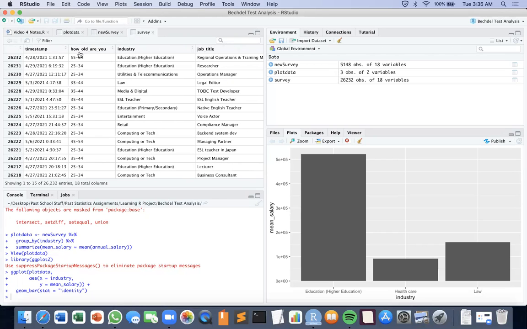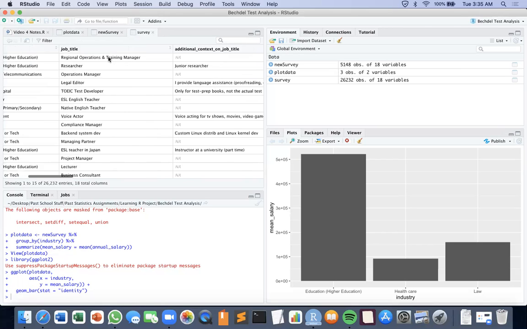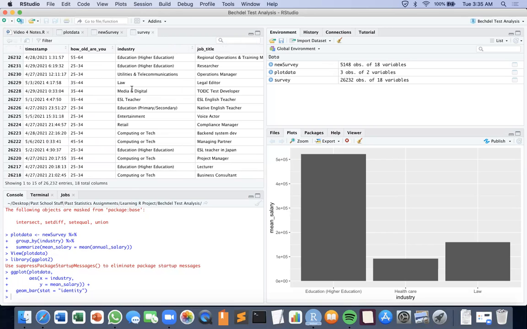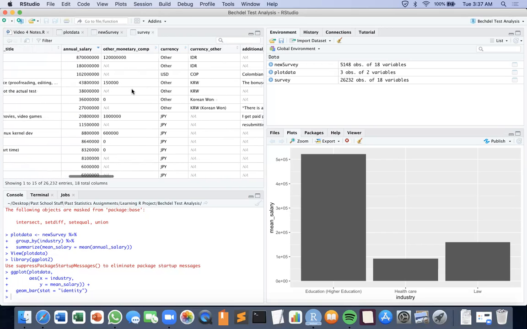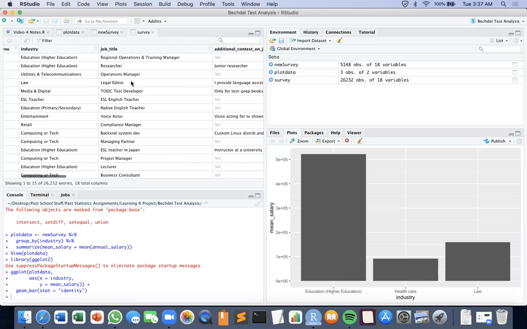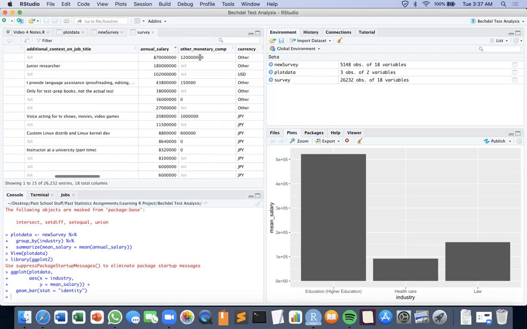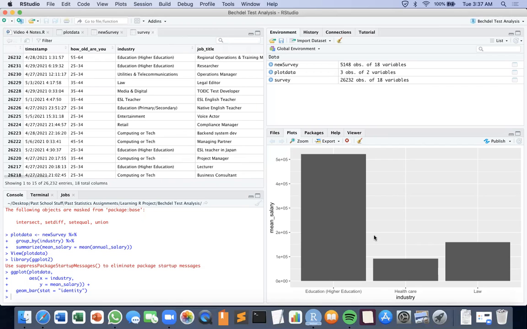We see that somewhere there's an old white woman who works in higher education, who is earning $870 billion with a $120 billion bonus. Yeah, so that's why our mean is this high.